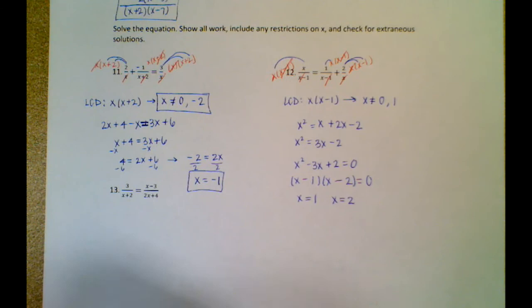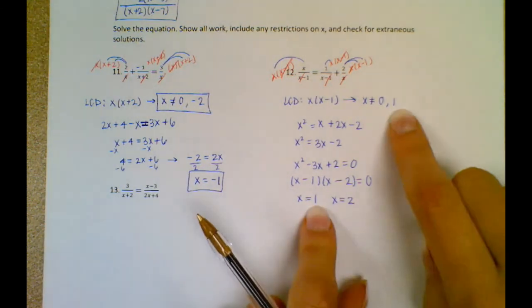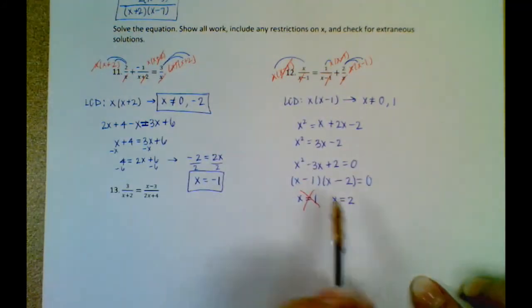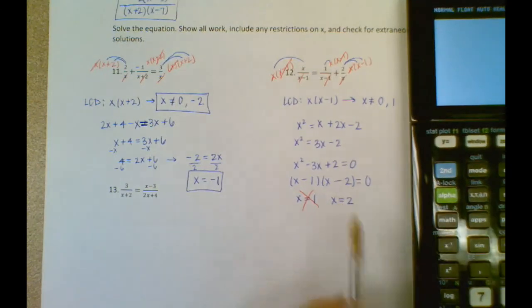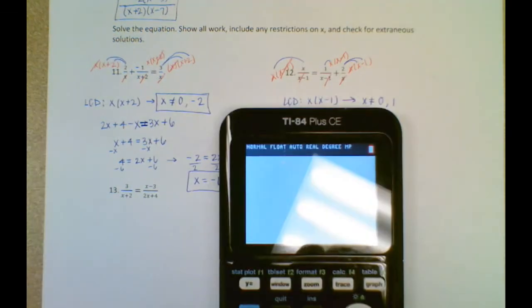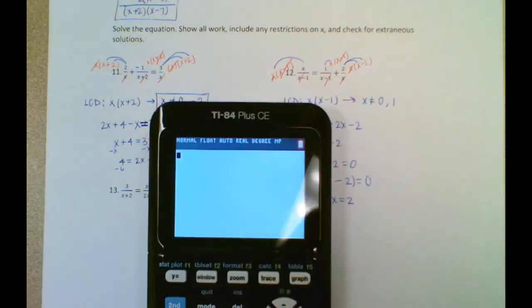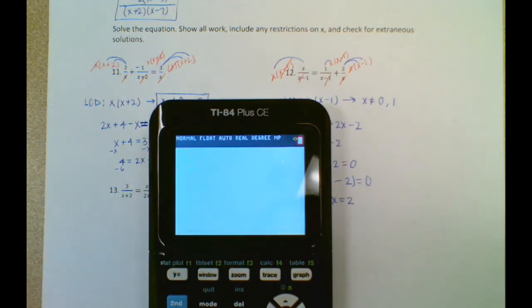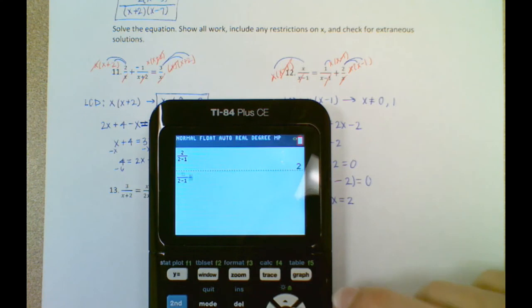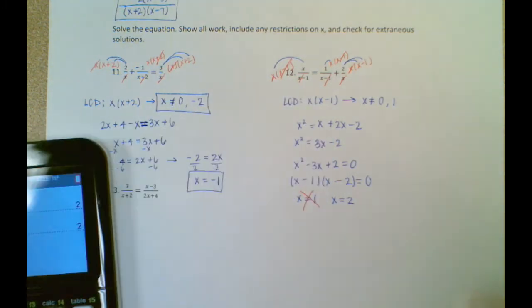Red flag, red flag. What do you guys see here? This 1 is a restriction, so this is not a solution. Bad, okay? Let's make sure the 2 works, though. So I don't even need to check the 1 because it's in the restrictions. All right. So let's plug in this 2. So 2 over 2 minus 1 equals 1 over 2 minus 1 plus 2 over 2. 2 equals 2. Yay, we're good. So that is a solution.